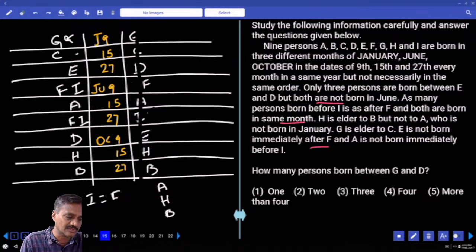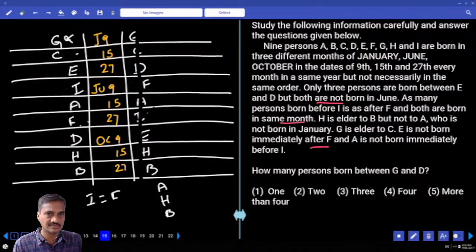Then what is the possibility we have here? A is not born before I. As A is fixed here, and A must be after this I. If A is here, then F will be here. Clear? Now this is the final arrangement. Question numbers 15 to 18.